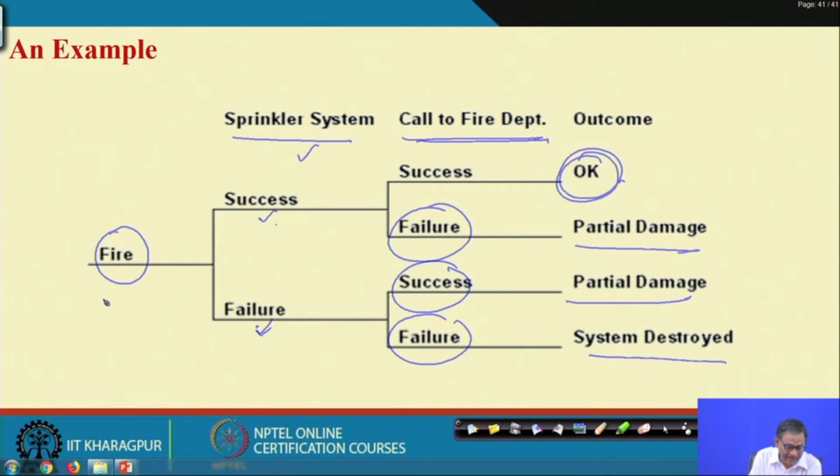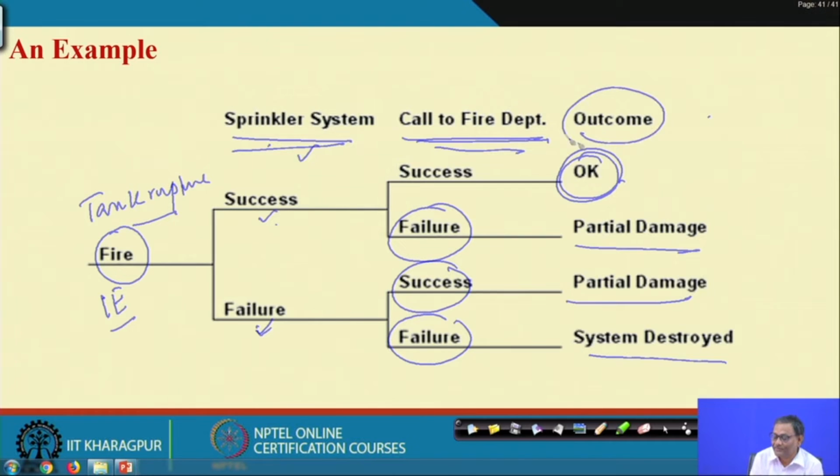It means there is an initiating event, fire. What is the need of considering fire as the initiating event? There is no need. You can go back and see other things that may be the initiating event. For example, I can replace this by tank rupture. If tank rupture takes place, how will the system behave? The system behavior will be branched using binary classes, success and failure, and you will get the end outcomes.